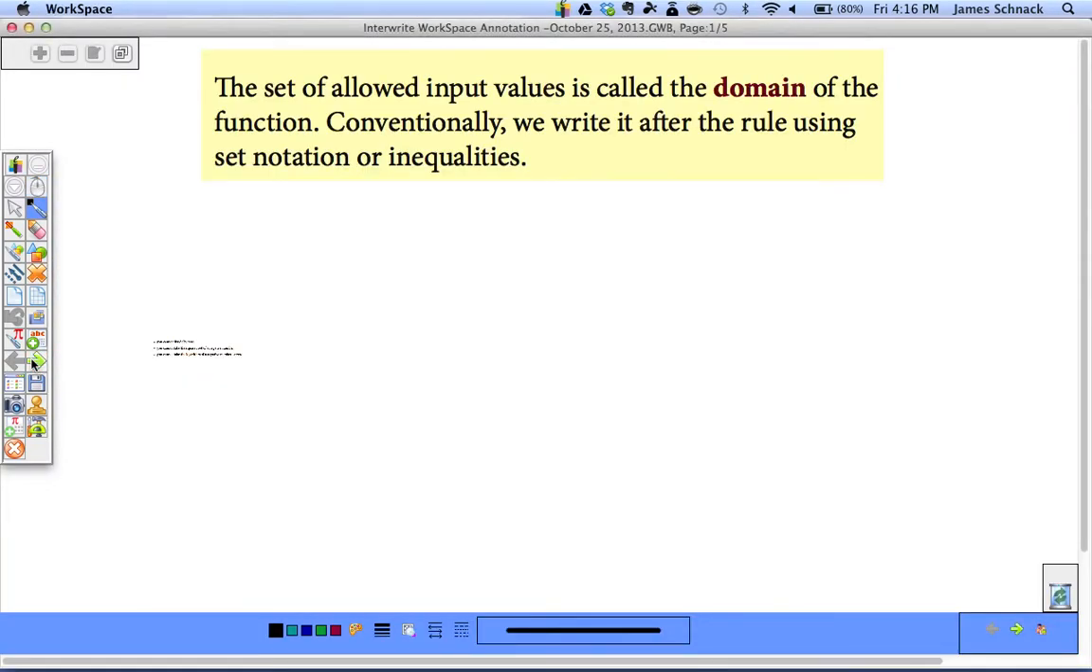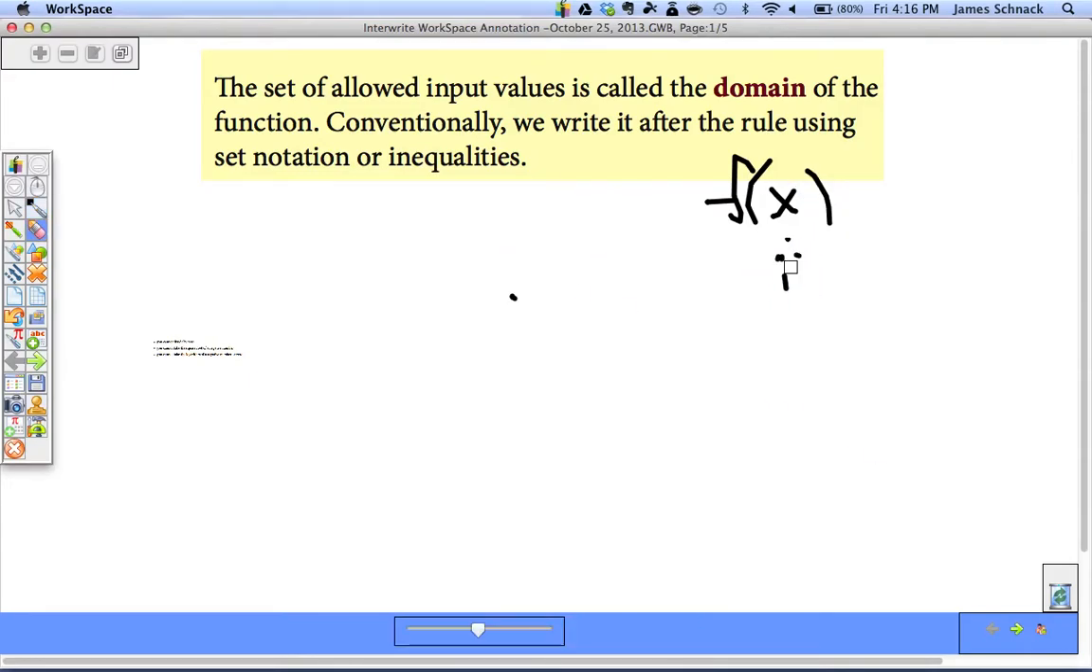Today we are talking about domain and range. The set of allowed input values is called the domain. We're talking x's, inputs to the function. When we talk about f of x, the possible values that we can put there is our domain. Conventionally, we write it after the rule using set notation or inequalities.